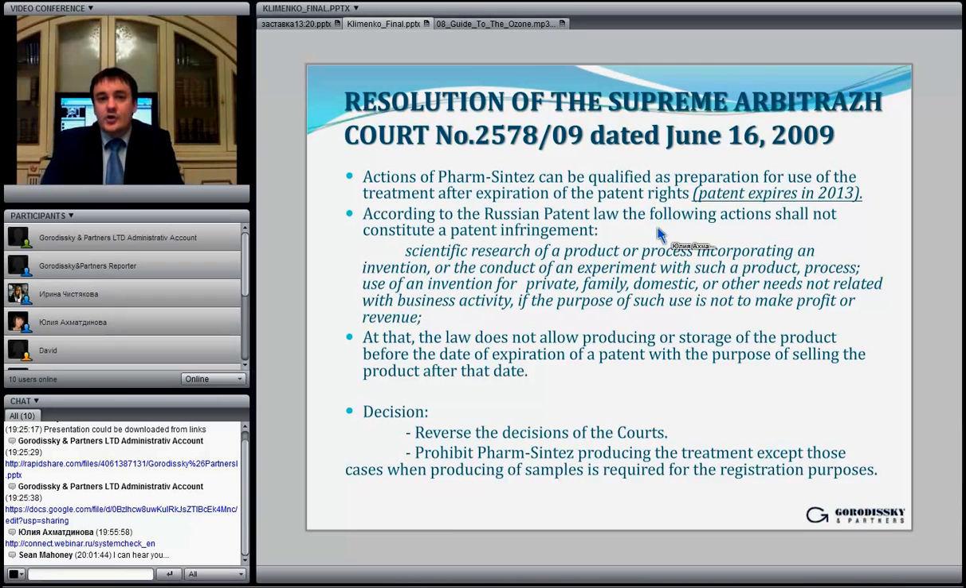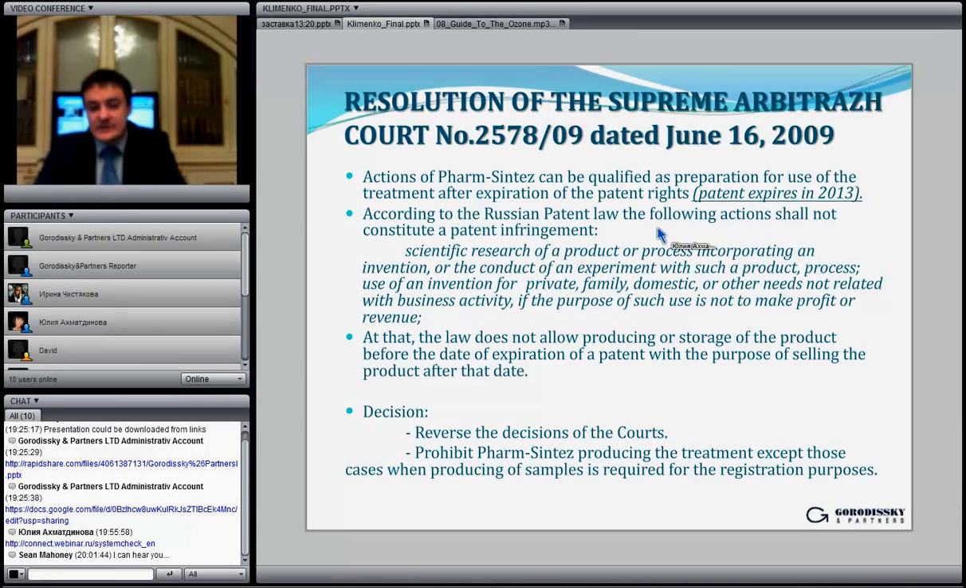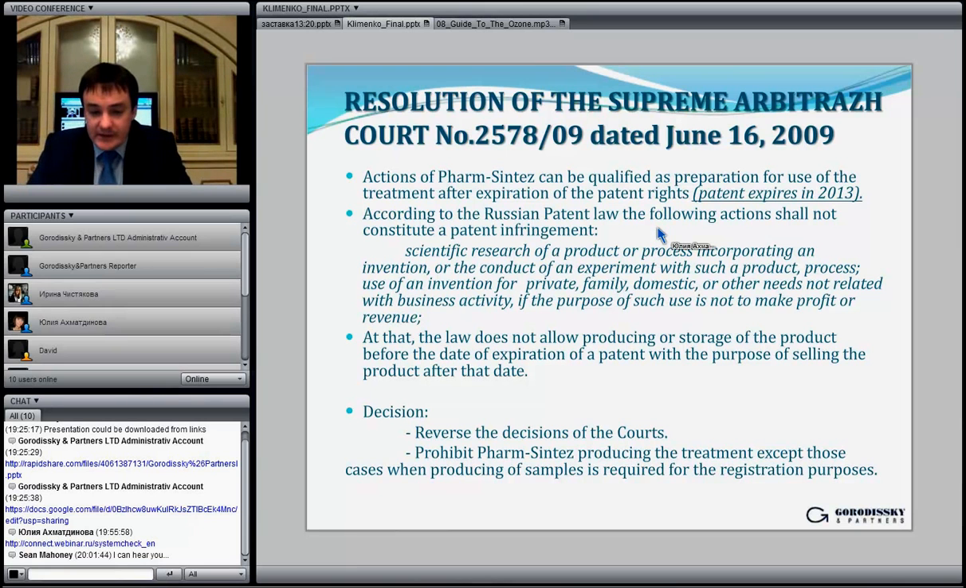having analyzed all the documents and circumstances surrounding the case, decided that the actions of the Russian company can be qualified as preparation for use of the treatment after expiration of patent rights. And according to the Russian law, such actions as conducting an experiment with a product can be considered a patent infringement. Therefore, the court decided that the company, by way of filing documents for registration of the treatment for the purpose of obtaining a marketing approval, actually didn't infringe the patent rights.